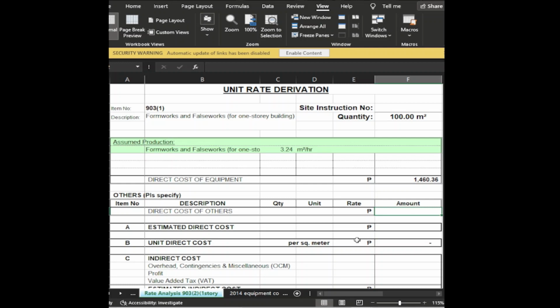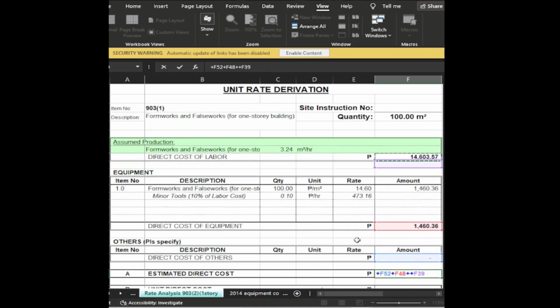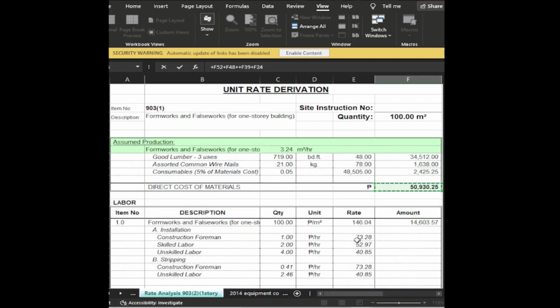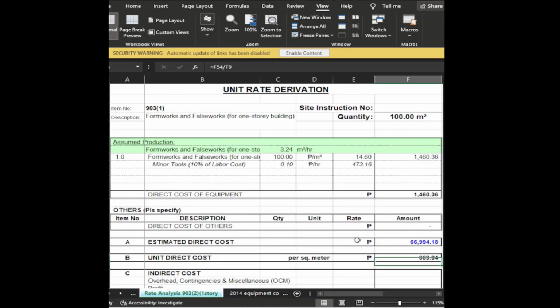So the same computation, guys, for our direct cost. The total of this one is direct cost for others 0. So the estimated direct cost is this one plus direct cost of equipment plus direct cost of labor plus materials. Then we have unit direct cost per square meter is 669, which is to divide the direct cost to our total quantity, which is 100 square meter.